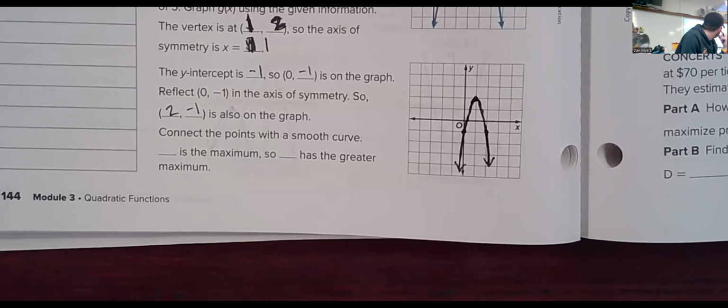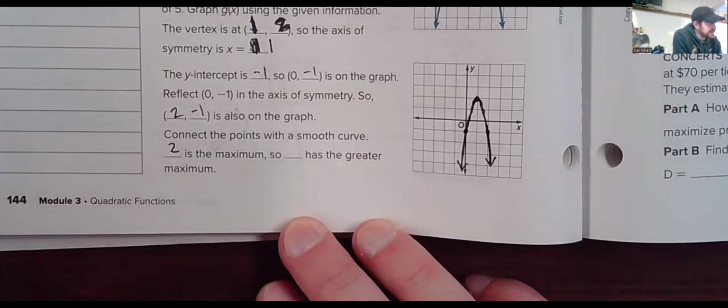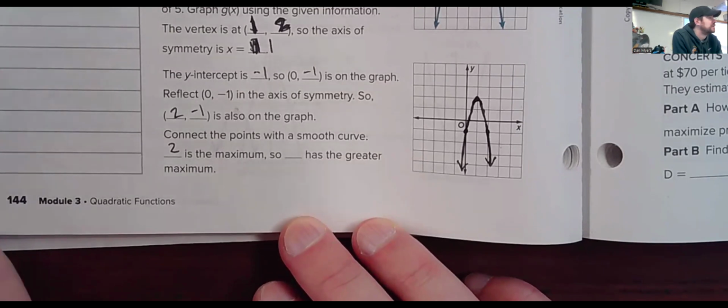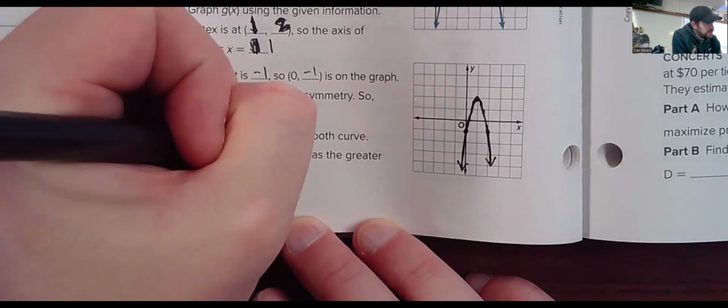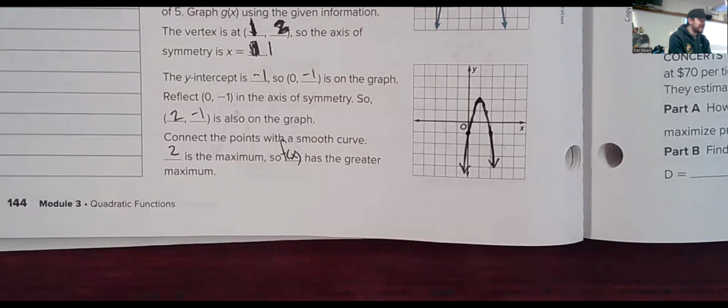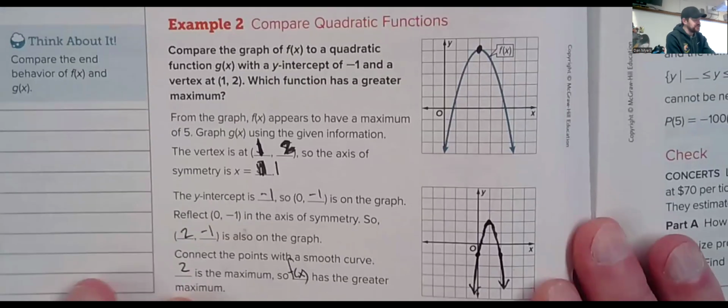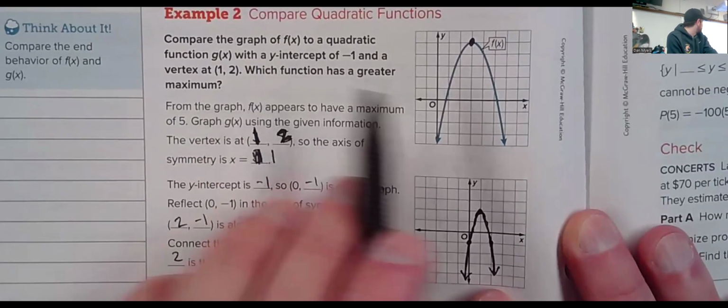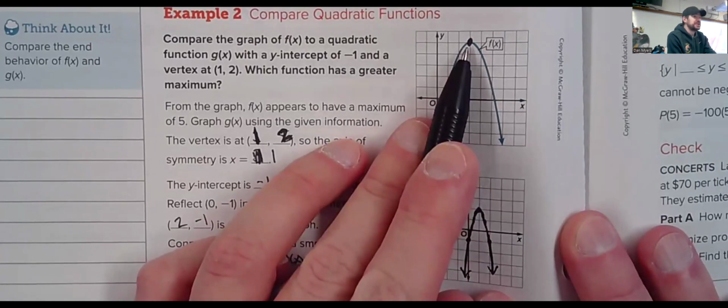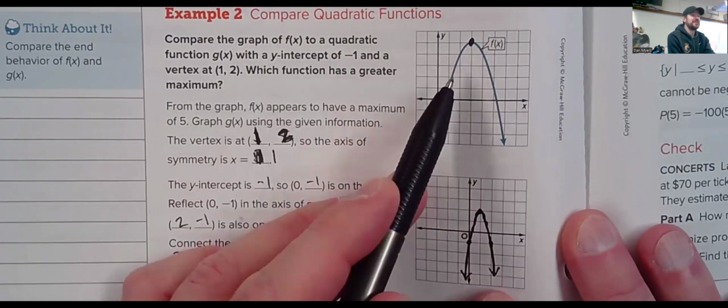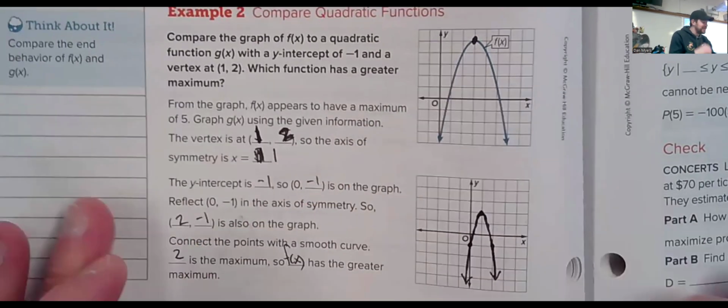Let's see. 2 is the maximum. So which one has the greater maximum, f of x or g of x? Which one has the highest y value? F of x, yeah. Now, you didn't actually have to do all that work to figure that out, because if we know that the vertex is the maximum, that means that 2 has to be the maximum. This one clearly goes higher than 2. So we could have just looked at the initial problem and said, f of x has the higher maximum. But in terms of graphing, it's never a bad idea to get a visual.